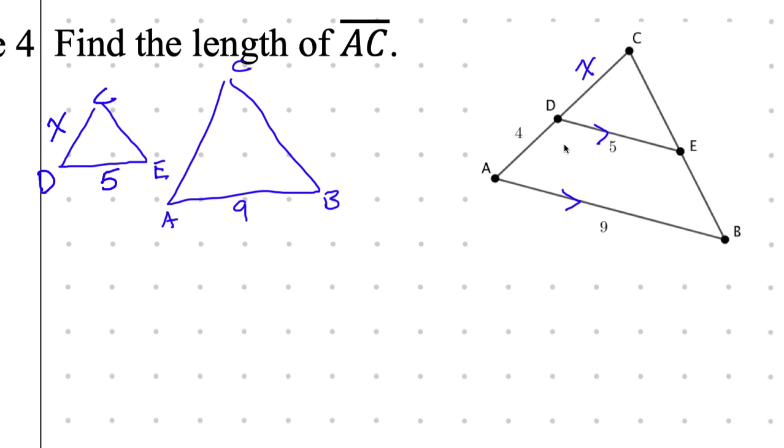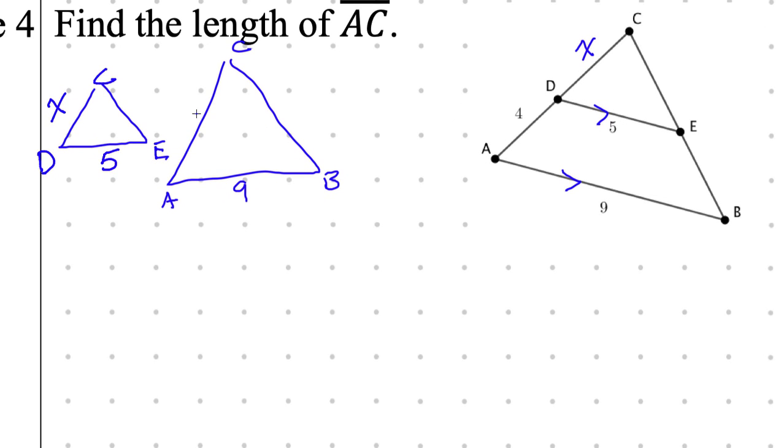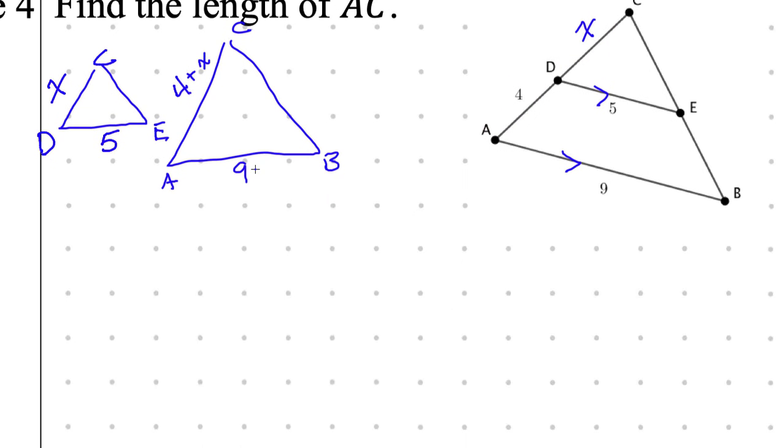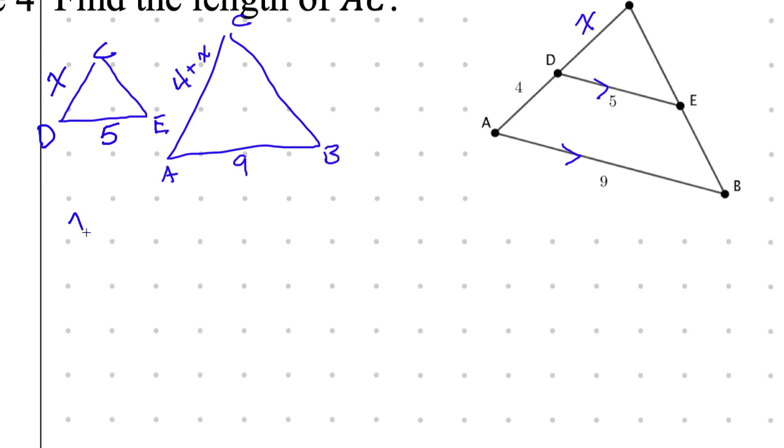All right, I'm back. I'm doing this recording at break. So we know that this length was 4 plus X. It's just the length of 4 and X, so 4 plus X. So when I set up my proportion, I'm going to do X over 4 plus X, small over big. X over 4 plus X is equal to small over big, 5 over 9. Cross multiply and solve.